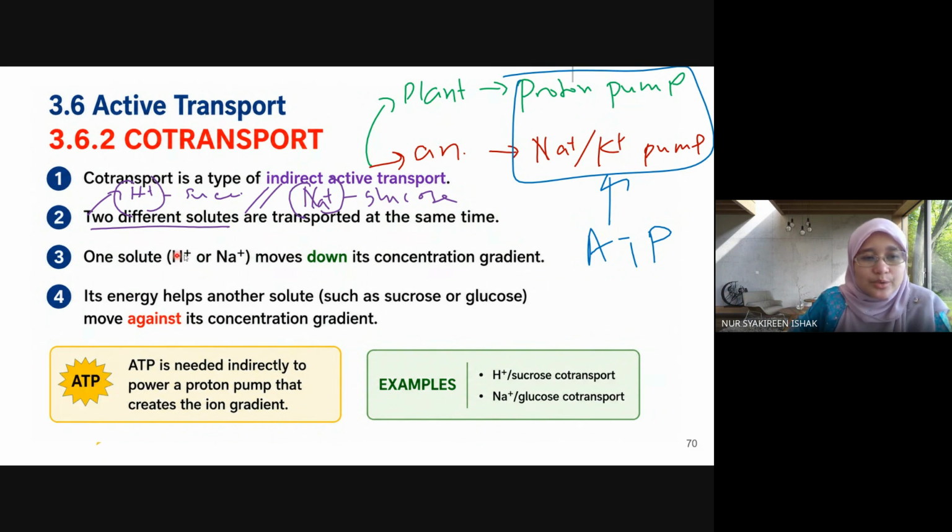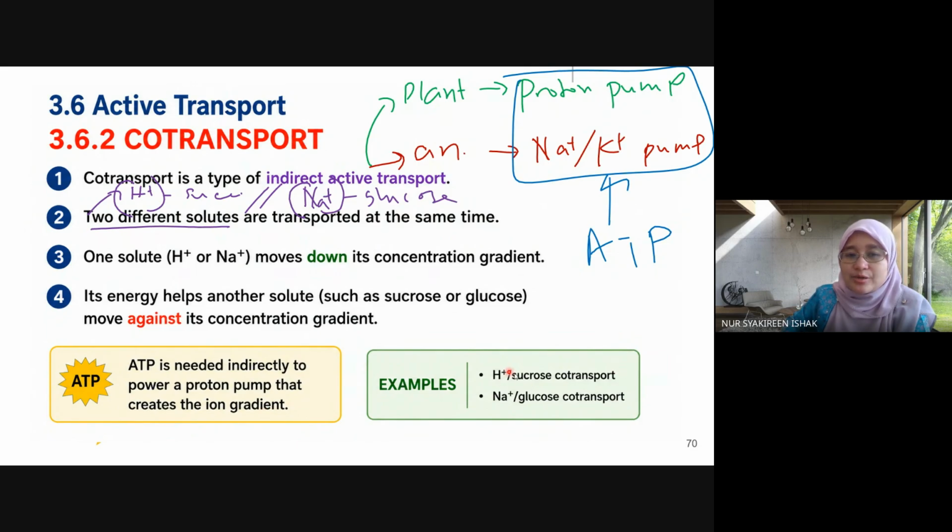So one solute, hydrogen ion or sodium ion, moves down its concentration gradient, if you have the sodium ion or the hydrogen ion accumulating outside due to these two pumps. Its energy helps another solute such as sucrose or glucose to move against its concentration gradient. The nutrient outside is low, but you want to accumulate it inside the cell, high, from low to high. So ATP is needed indirectly to power a proton pump that creates the ion gradient.